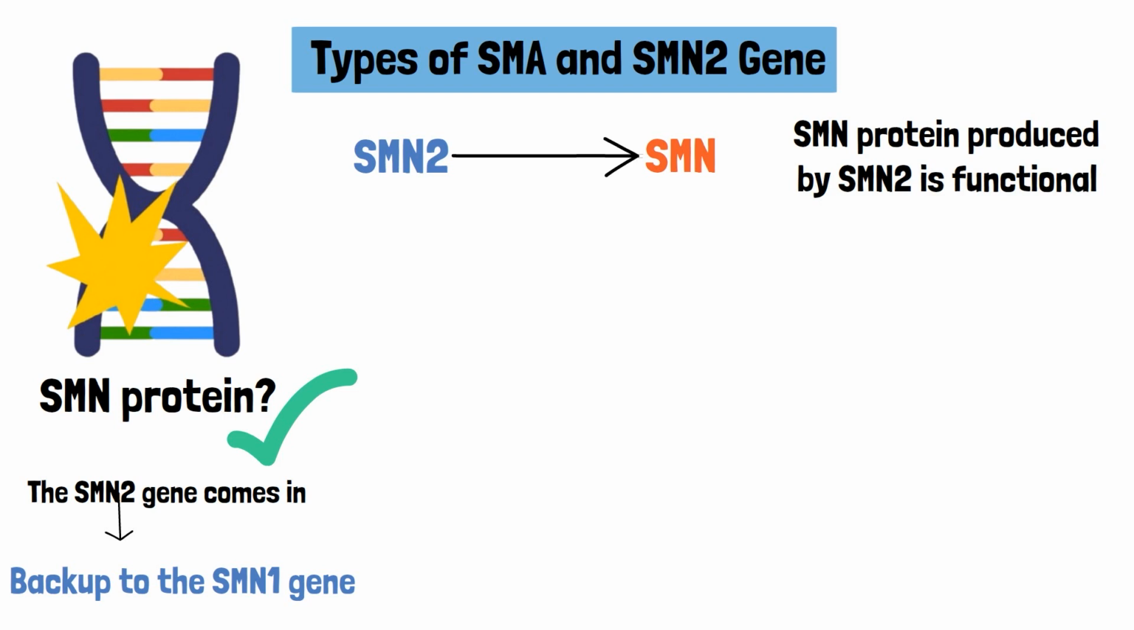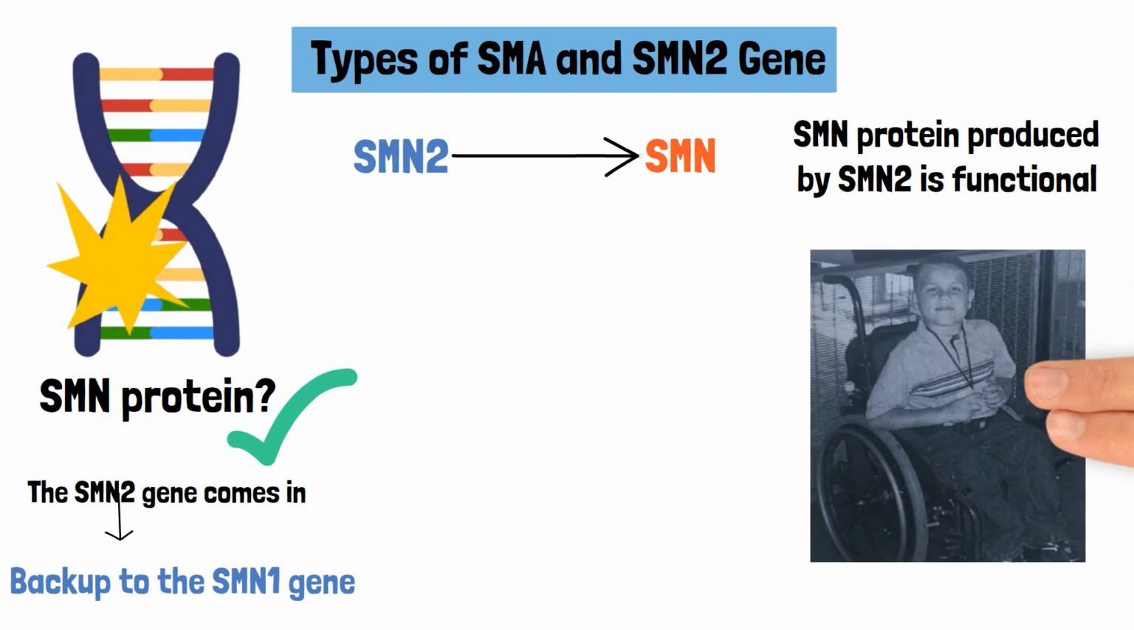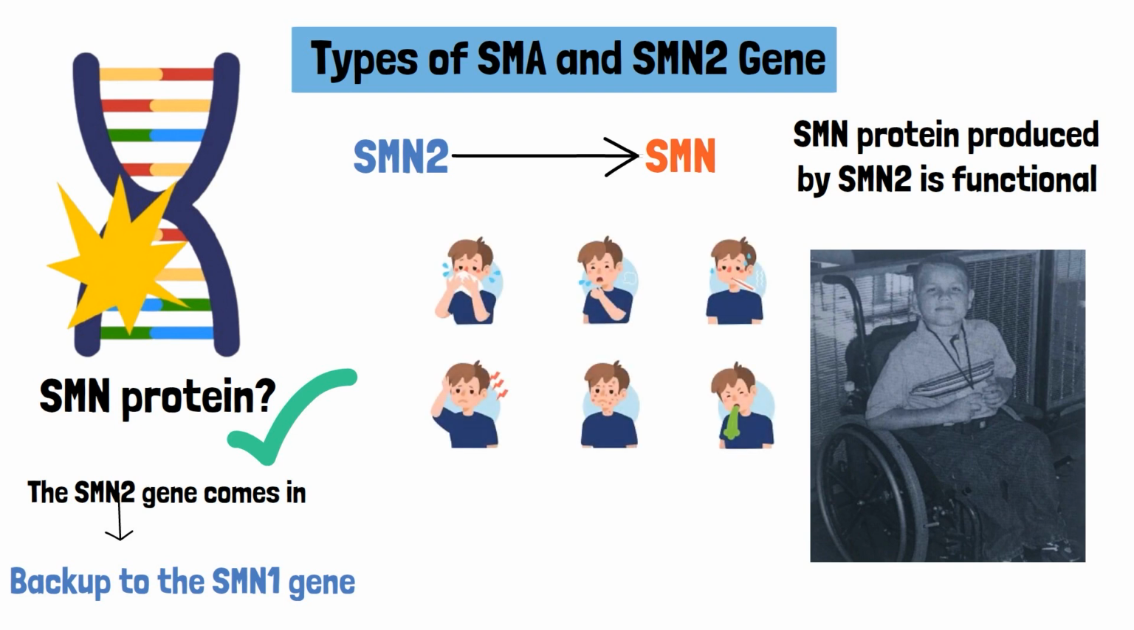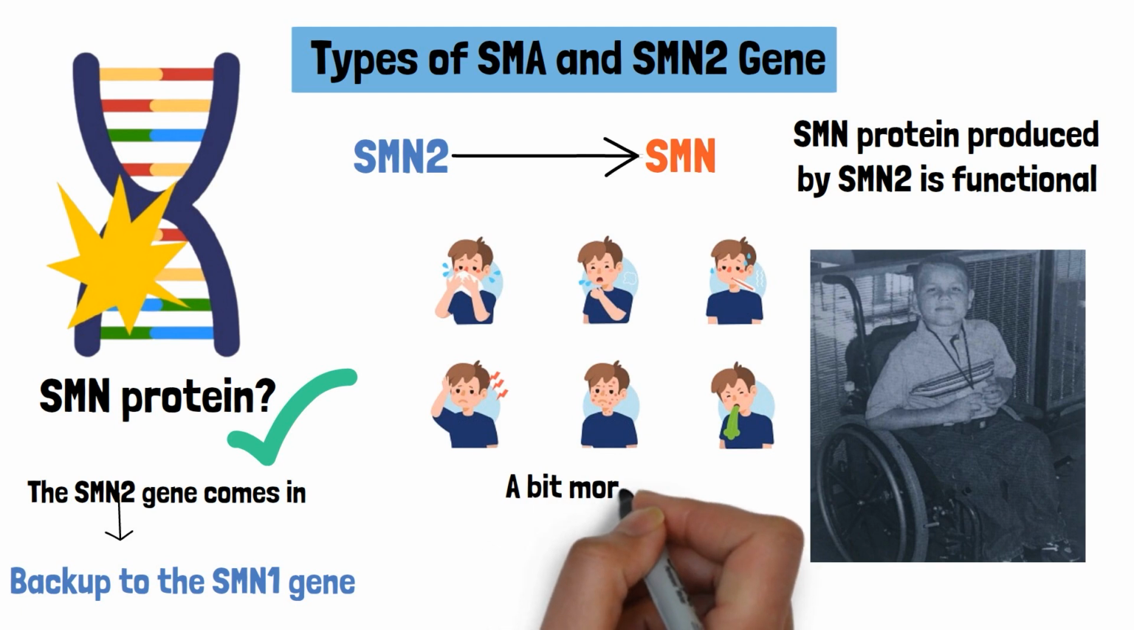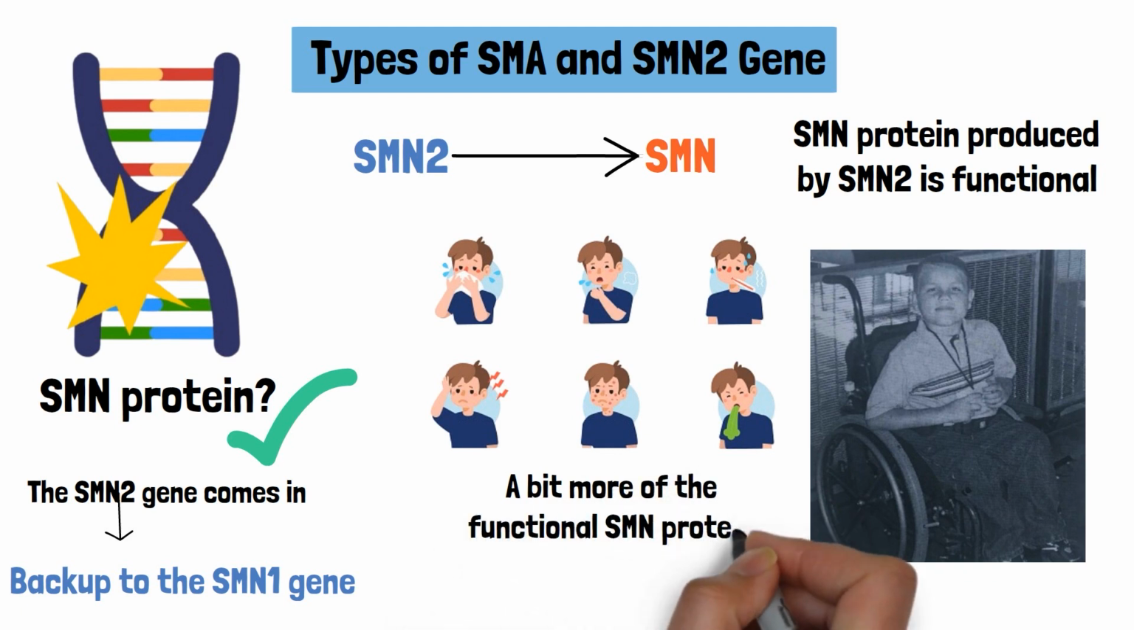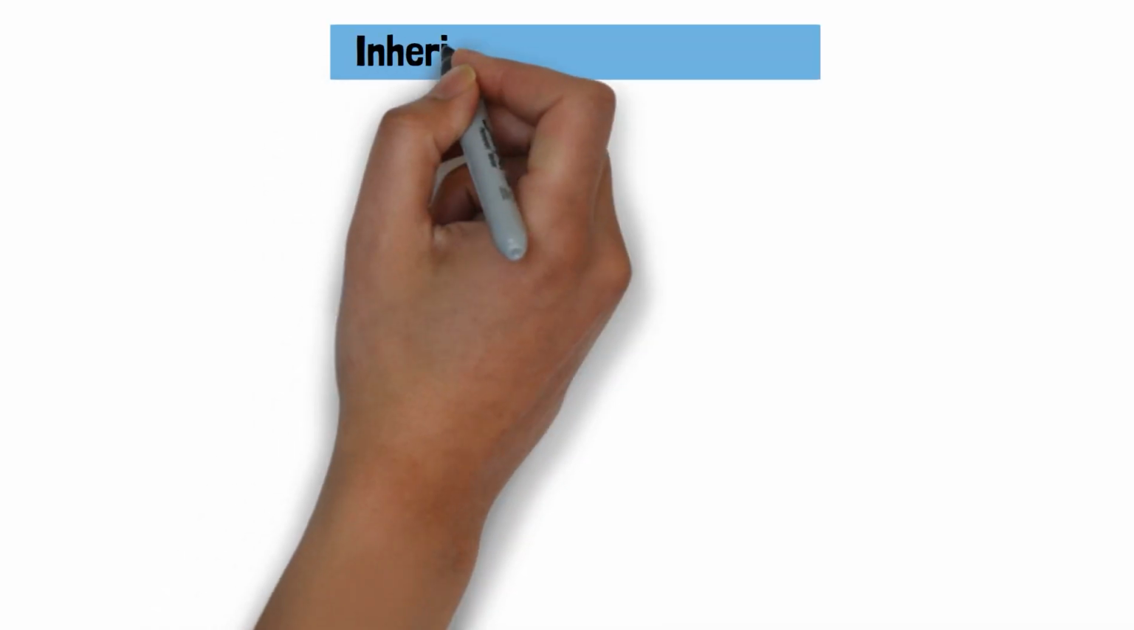However, the number of SMN2 copies a person has can influence the severity of SMA. More copies of SMN2 can lead to milder symptoms because they provide a bit more of the functional SMN protein.